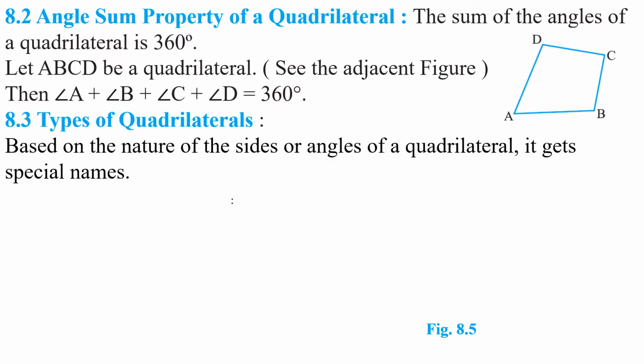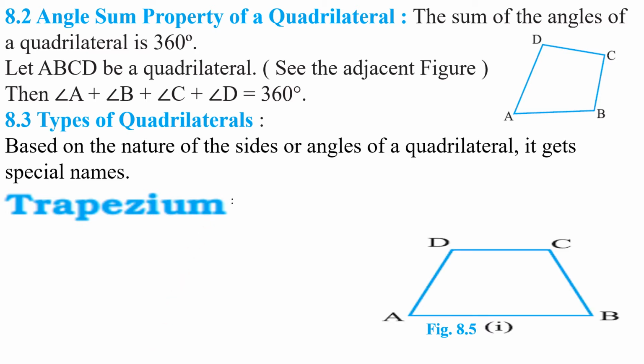This is the first type of quadrilateral, the trapezium. What is meant by a trapezium? See this figure, my children. This is a trapezium. It is also a quadrilateral. This is one of the types of quadrilaterals. ABCD is a trapezium.